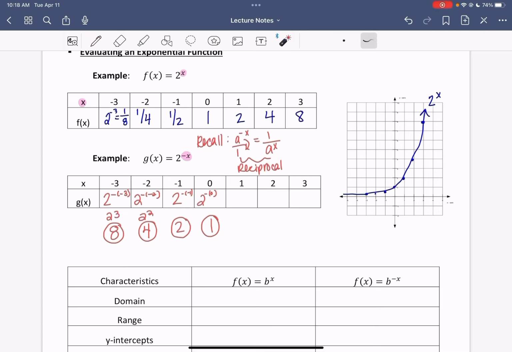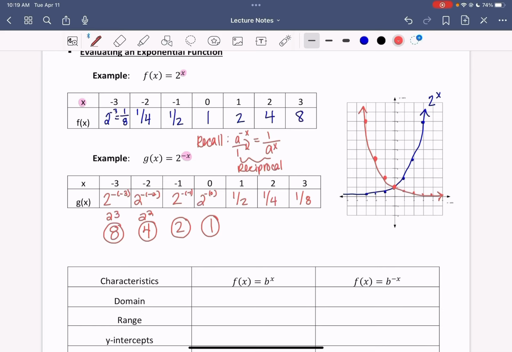You can see I'm just following the trend of these numbers here, that those negatives are canceling each other. So I'm going to get 1/2, 1/4, and then 1/8, just by going through those values. And so if I go to plot this one, well, at -3, it's at 8. At -2, it's at 4. At -1, it's at 2. And you can see my trend is just that this thing has been reflected.